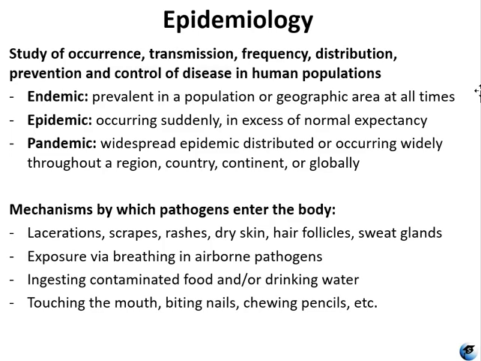Some epidemiological terms to know are endemic, epidemic, pandemic, right? And so not only do you want to know these terms, but you want to know the difference and similarities between them. So your endemic level is the baseline, right? This is the level at which a pathogen is prevalent in a population or a geographic area at regular, normal times, okay? An epidemic is when a pathogen increases suddenly, and it's a factor of time.